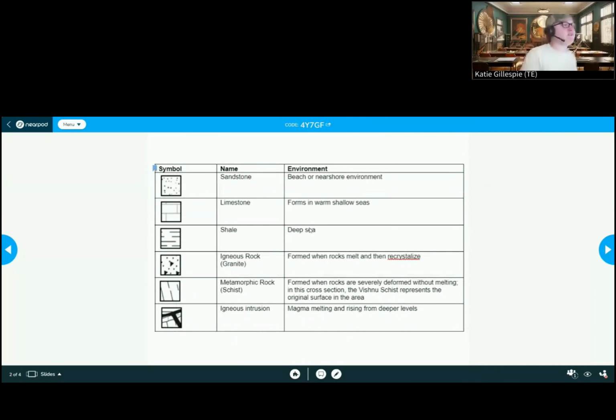How is quartzite formed? I don't know. You would have to Google it, right? And the weird thing is that quartzite is a metamorphic rock. But its symbol, yeah, you're right, Kane, its symbol says sandstone.